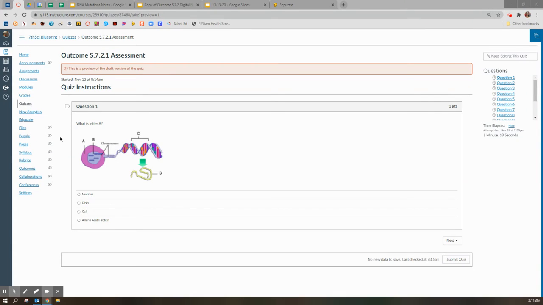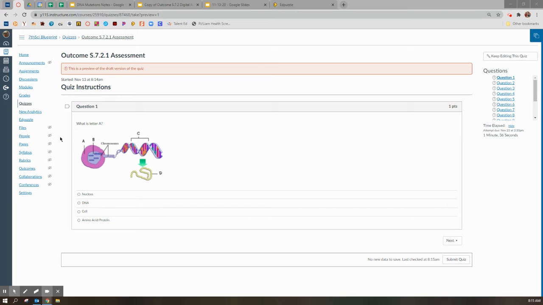Hi, everyone. If you are interested in having the outcome S.7.2.1 and S.7.2.2 assessment read to you, here we go. So we're going to start with S.7.2.1.